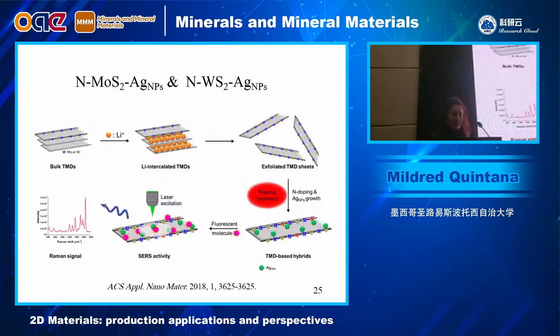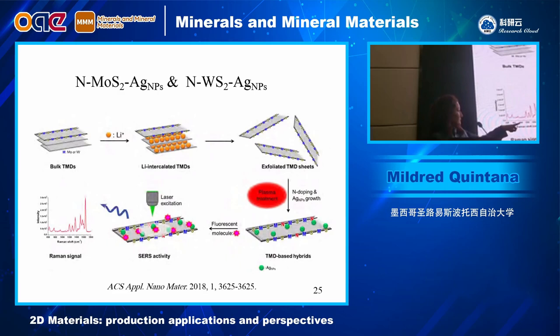Another example is that we have this molybdenum disulfide or tungsten disulfide, and we put silver nanoparticles. In this case, we use lithium to exfoliate the material. We exfoliate the materials, and then we did a plasma treatment. This plasma treatment is very important, because when you have a material that doesn't have defects, then it's very difficult for the material to interact with the metal particles. We need to create defects on the surface. And then this plasma is a nitrogen plasma to put some nitrogen covalently bonded to the surface. And then we put the silver and they grow.